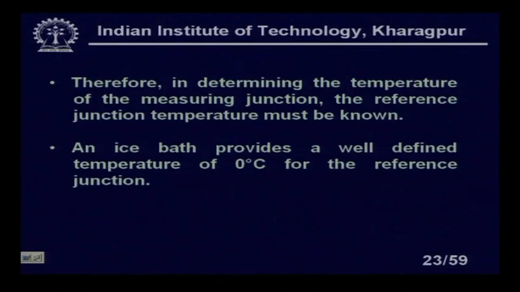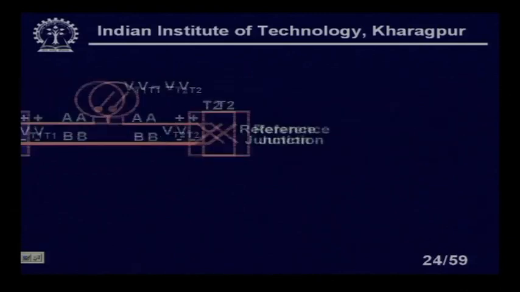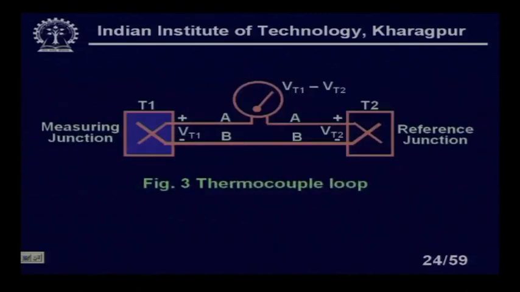So, the ice point or the reference junction temperature, which is not varying and is supposed to be at the ambient temperature, should be known. An ice bath provides a well defined temperature of 0 degree centigrade for the reference junction, but that is not possible in any process industry. Okay, here we can see the thermocouple loop.